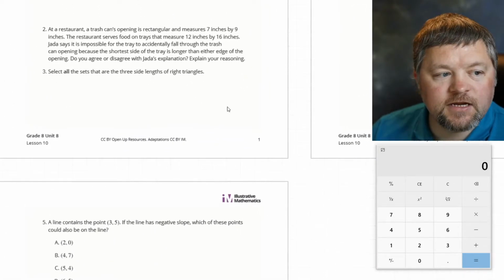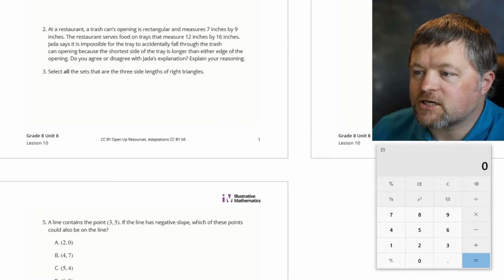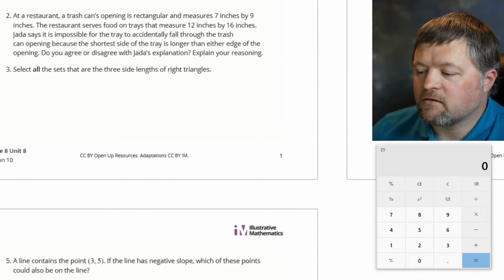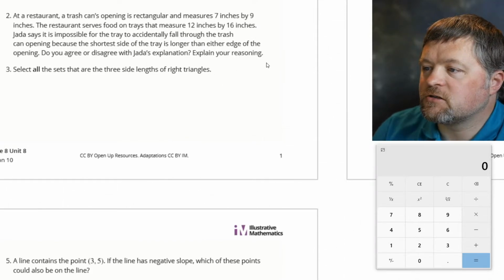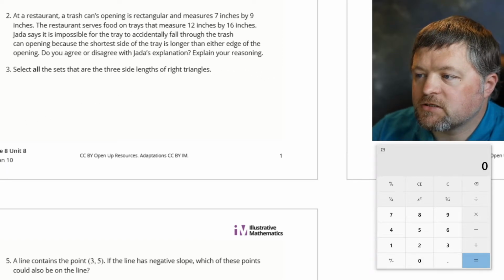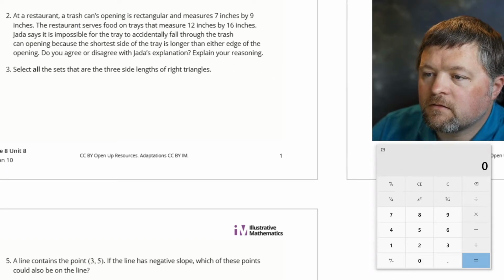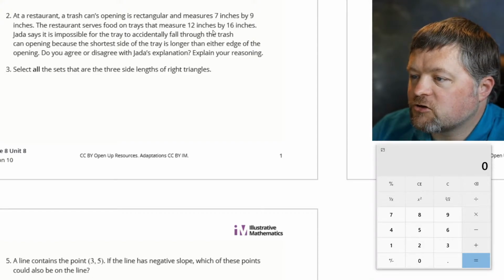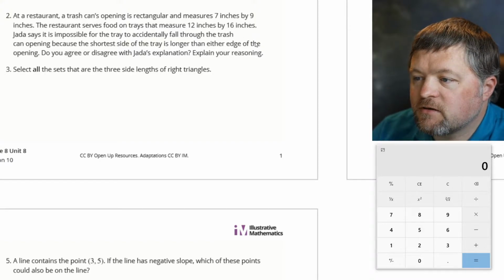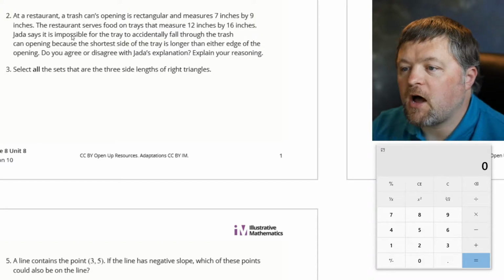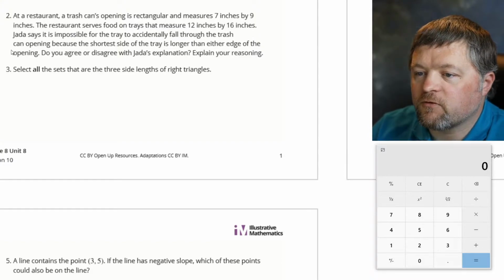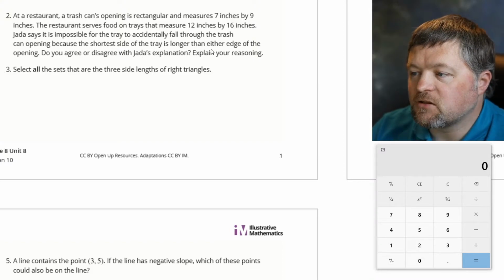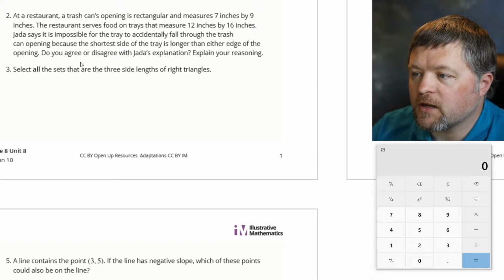Okay, next question here. At a restaurant, a trash can's opening is rectangular and measures 7 inches by 9 inches. The restaurant serves food on trays that measure 12 inches by 16 inches. Jada says it's impossible for the tray to accidentally fall through the trash can opening because the shortest side of the tray is longer than either edge of the opening.